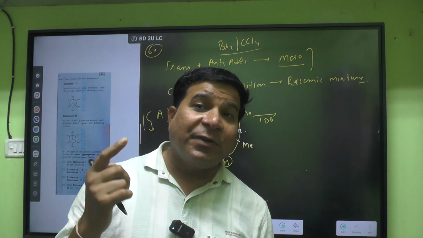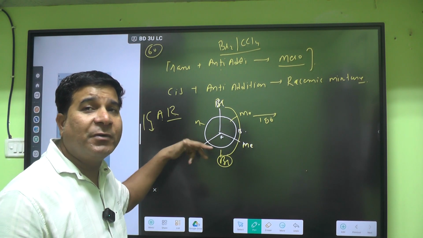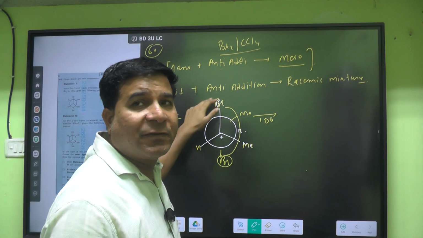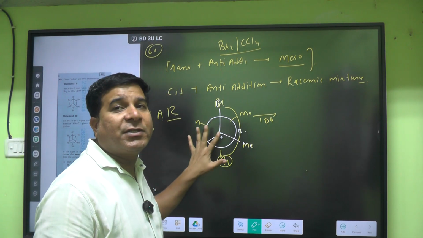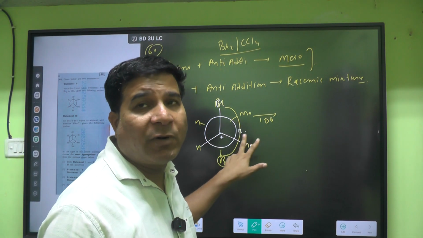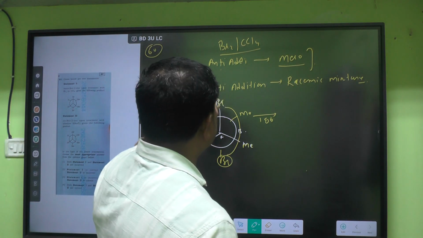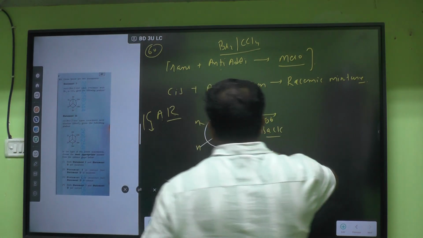So the Newman projection formula is converted to the eclipsed form. The eclipsed form tells us whether it is a racemic mixture or a meso compound, so first convert to the eclipsed form. Identification is observed only from the eclipsed form, not from other forms. So remember, first convert to the eclipsed form. Now rotate the backside carbon by 180 degrees.